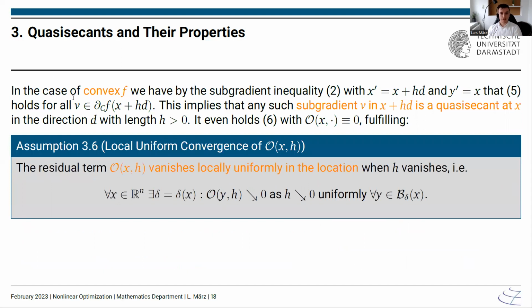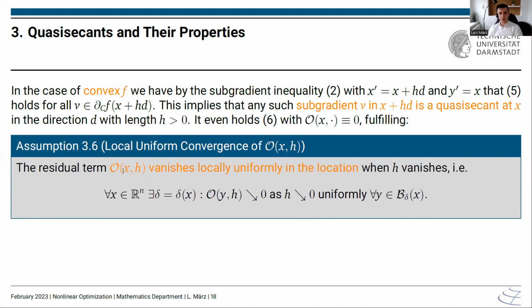So in the case of convex F, we can replace x and y in the previous identities and can see that any such subgradient v in x plus hd is a quasi-secant at x. And it even holds the following assumption, which we must demand in the sequel, which states that this residual term OXH vanishes locally uniformly in the location.